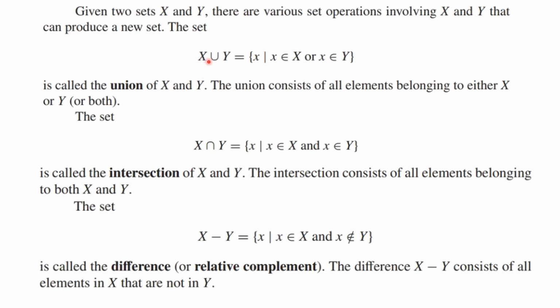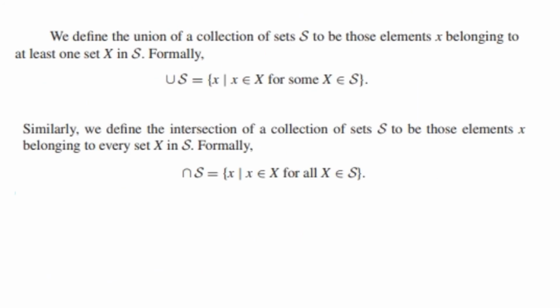Given two sets, we have operations. We say X union Y is the set of x that are in X or in Y. This is inclusive, so if something's in X and Y, it's certainly in the union. The set X intersect Y is the set of x such that x is in X and x is in Y. The set X minus Y is the set of elements that are in X and not in Y. It's called the difference or relative complement. The difference X minus Y consists of all elements in X that are not in Y.